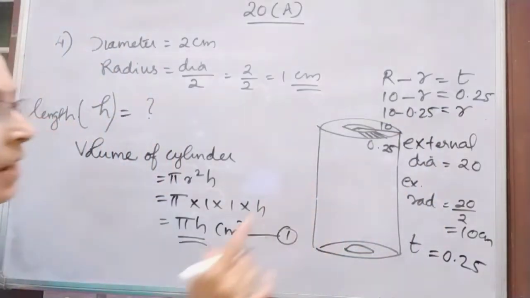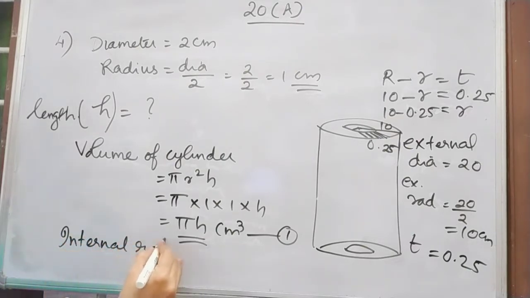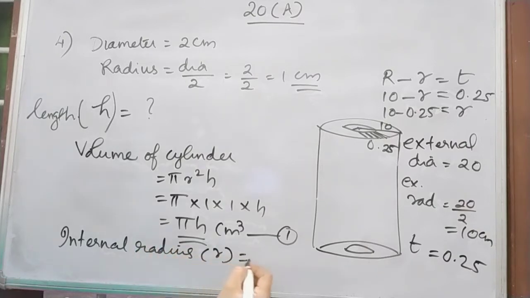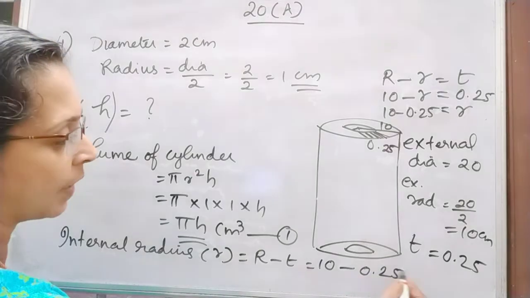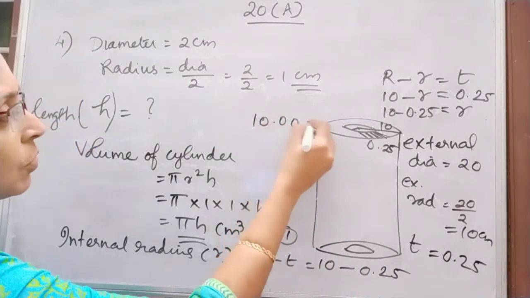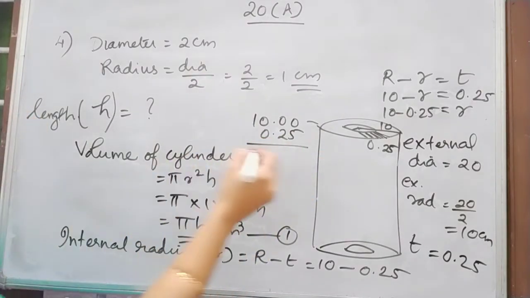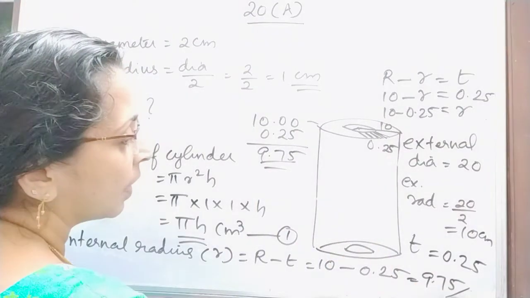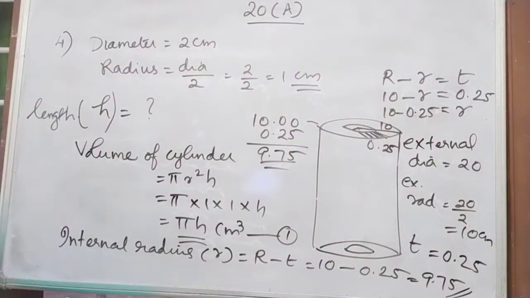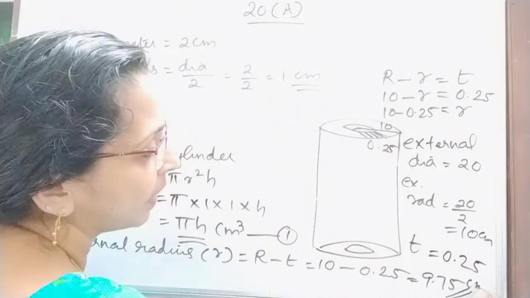So internal radius small r is equal to capital R minus t, that is 10 minus 0.25. 10 can be written as 10.00 minus 0.25. So 10 minus 0.25 is 9.75. So 9.75 is the internal radius of that hollow cylinder. Internal radius of the hollow cylinder is 9.75 centimeter.